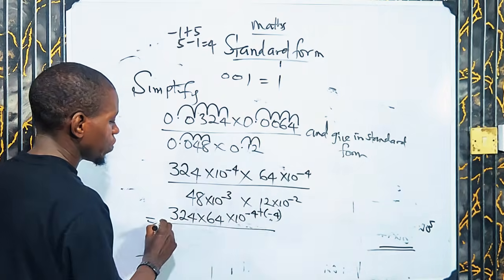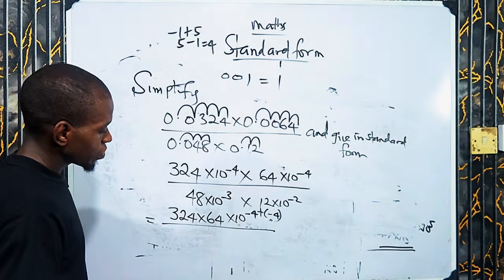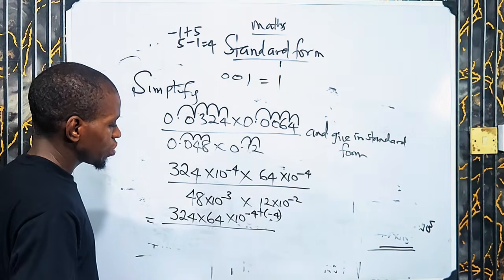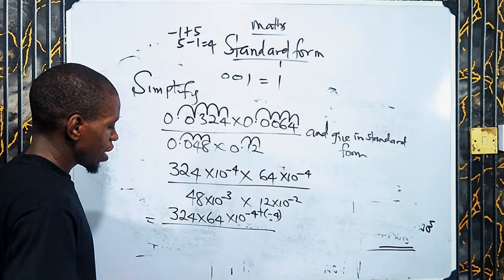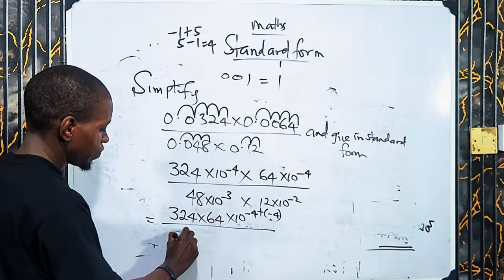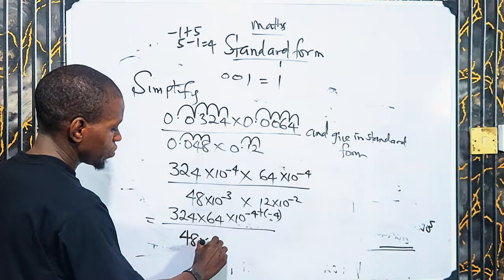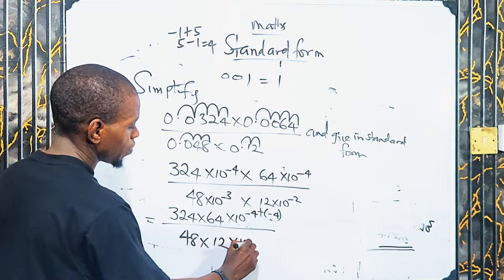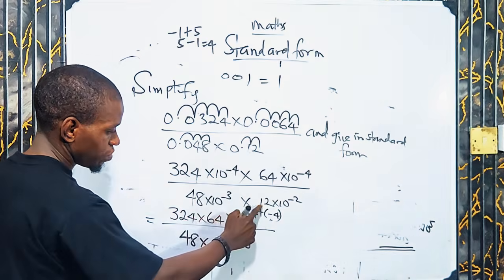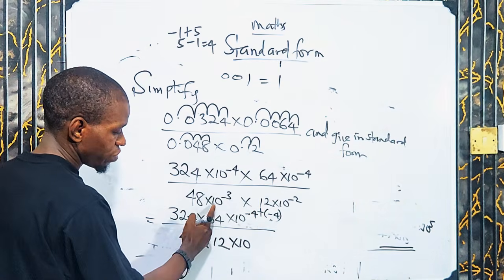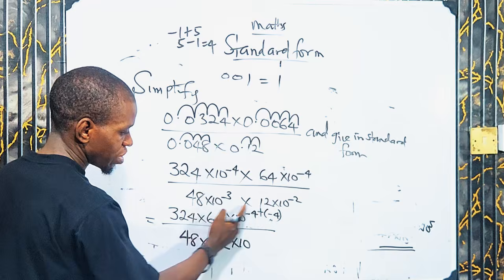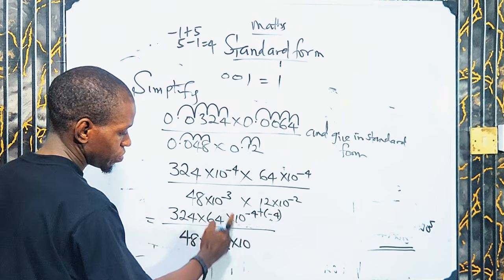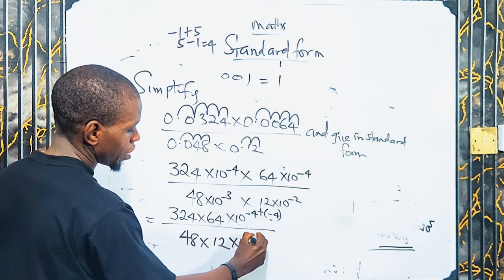So all over what do I have here? Let's check all over what we're going to have here now. We're going to have it as 48 times 12 times 10 raised to the power what? 48 times 12, all the numbers first. For the standard form, pick their powers together. Standard form, I'll put my 10. Pick their powers together, which is minus 3.